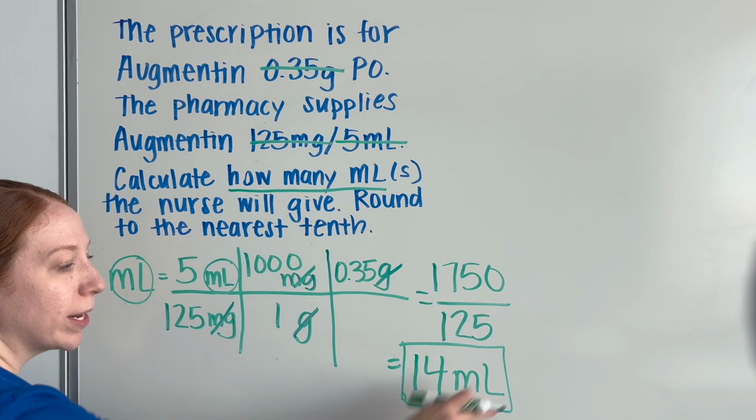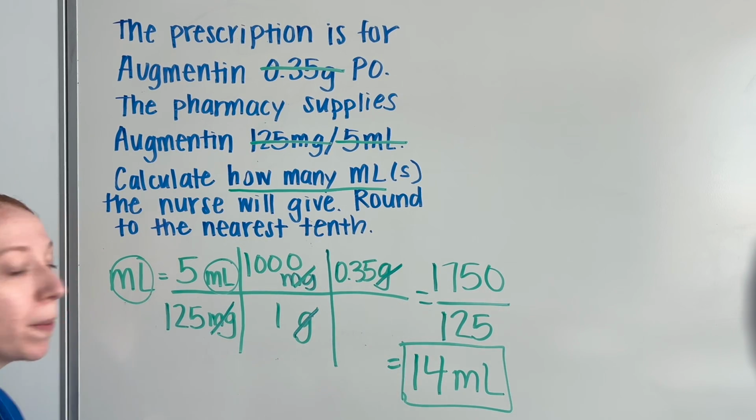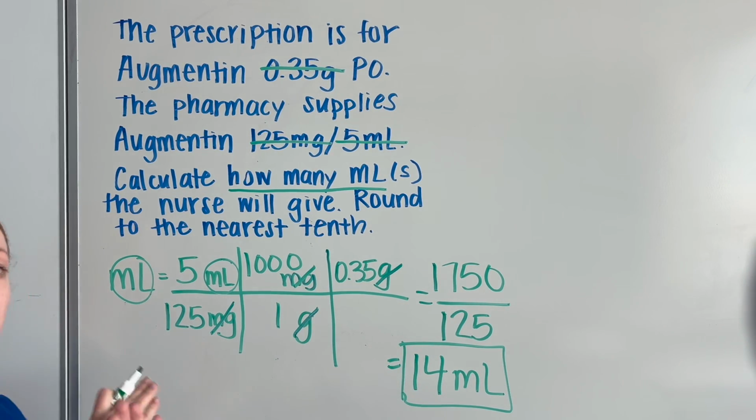Remember, adding a trailing 0 or a 0.0 on the end to add a tenth is a big no-no with medical math, because it could end up looking like 140 and cause a med error. So no trailing zeros, we're going to leave this at 14, which is the final answer.